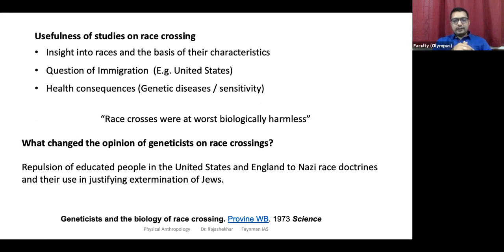But of course, is there a need for studying race crossings? Is there a use for it? We may get some insight into the morphological differences that we have, like the things we were talking about, what genetic factors, what environmental factors. Insight into races and their basis of characteristics can be obtained.